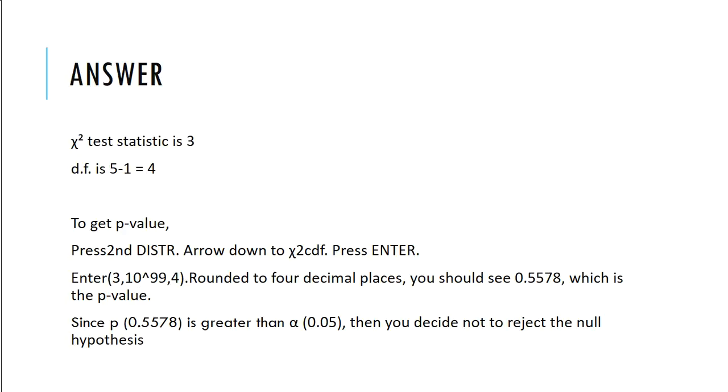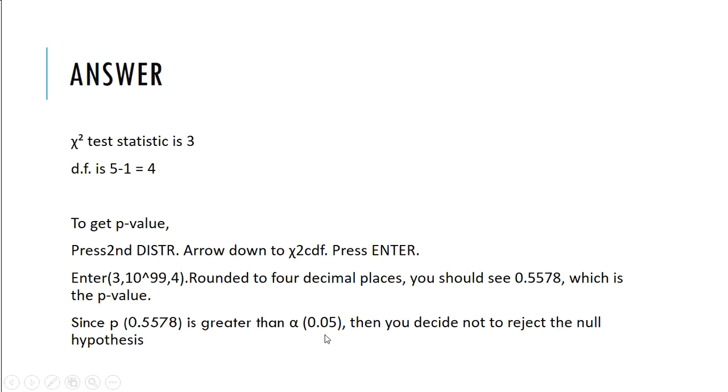Positive infinity. Why am I doing positive infinity? Because of the chi-square distribution. Comma 4, which is my degrees of freedom, and then I hit enter. And then I get my p-value, which is 0.5576. So remember I said before, I'm going to test this at a 5% level of significance. So I convert that to a decimal and I compare it with 0.5578.